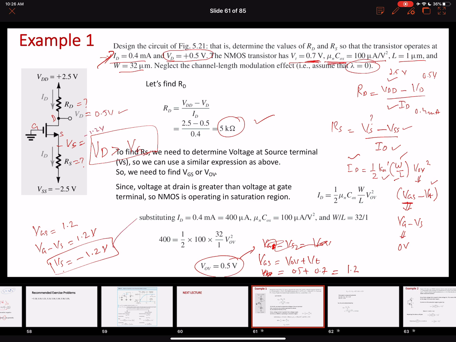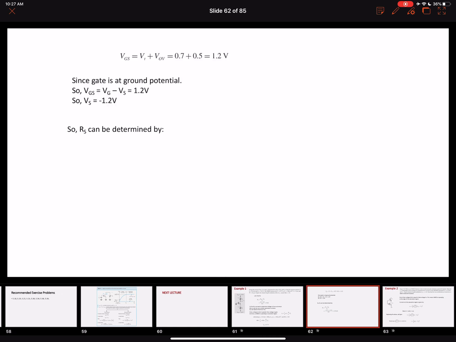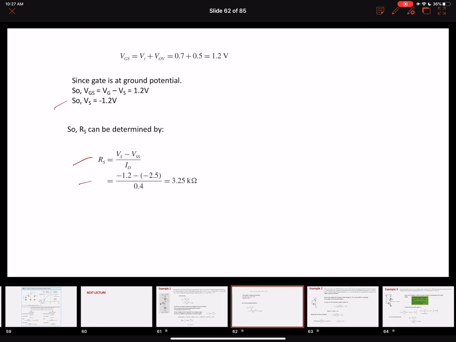Now, going back to this equation, we can put in the values of VS, VSS and ID to find this value. So RS equals VS, minus 1.2, minus VSS, and VSS is minus 2.5, so minus 2.5, divided by ID. ID is 0.4 milliamperes. We calculated the value of VS using the same equation, and our value of RS came out to be 3.25 kilo ohms.